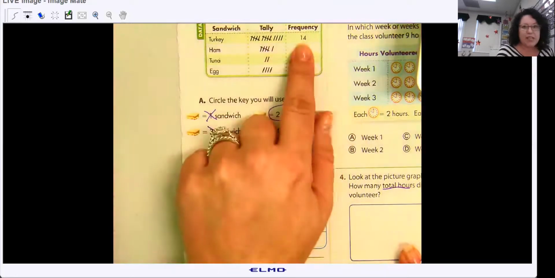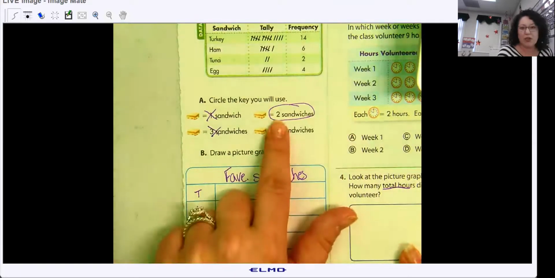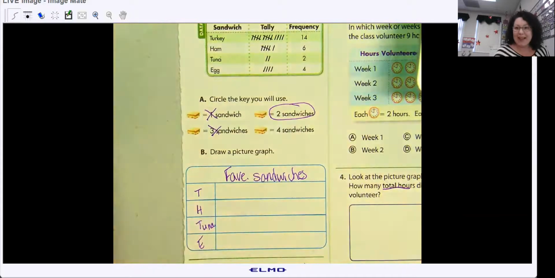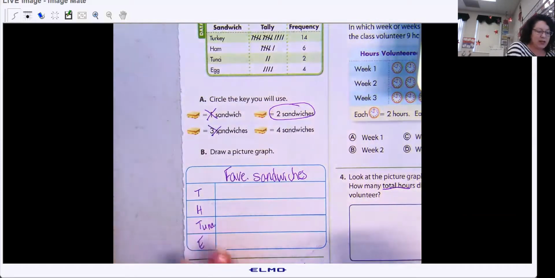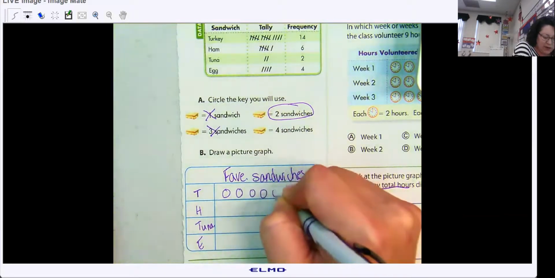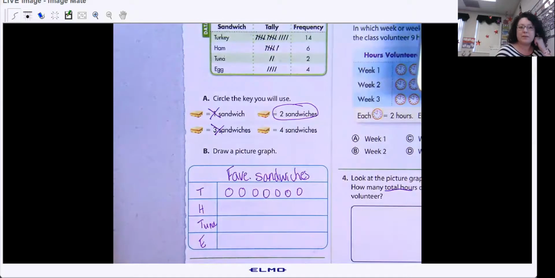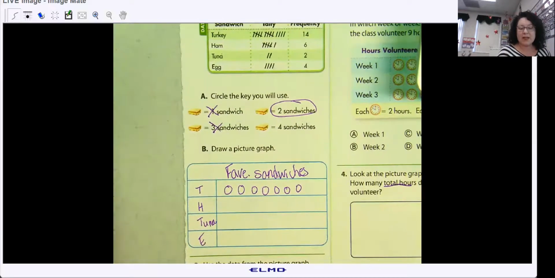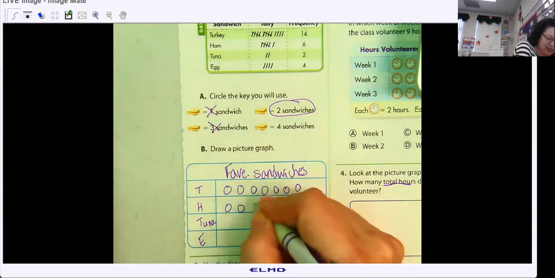Okay, so turkey has 14, and if each one is worth 2, I'm going to divide it, right? 14 divided by 2 is 7, and that's correct, because 7 times 2 sandwiches is 14. So 1, 2, 3, 4, 5, 6, 7. Ham has 6, so 6 divided by 2 is 3, because 3 times 2 is 6.